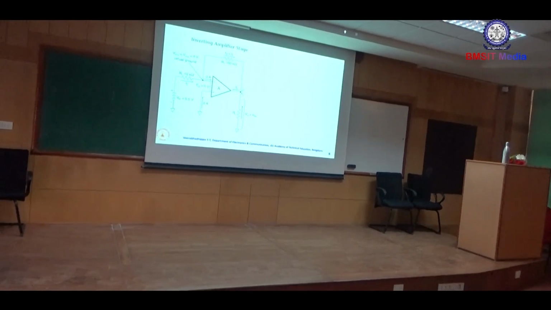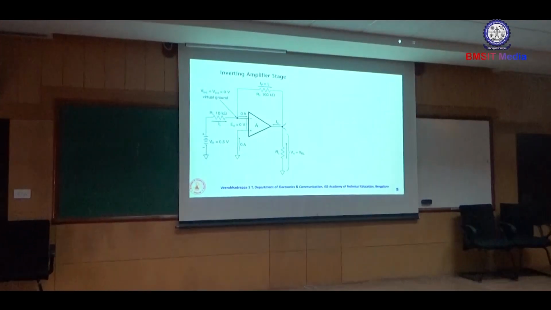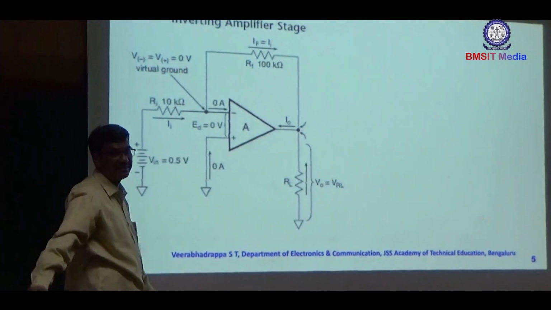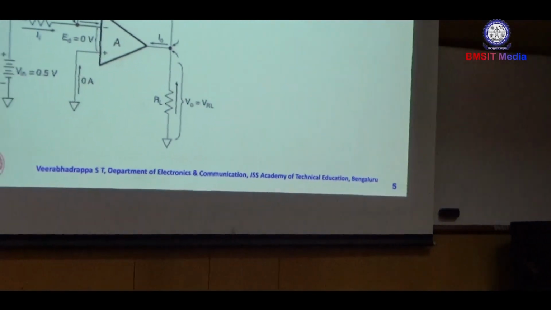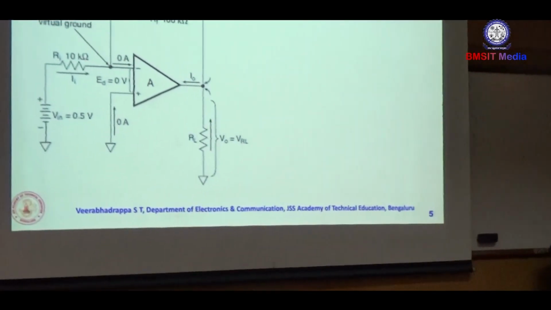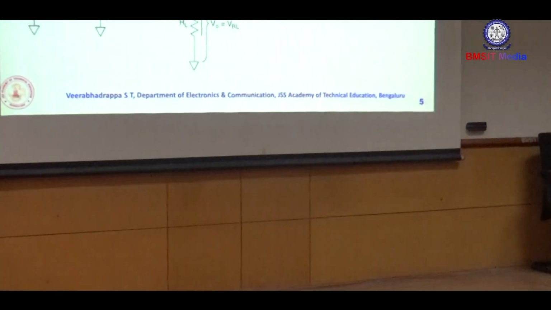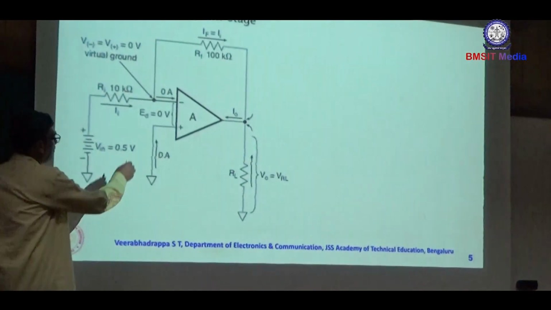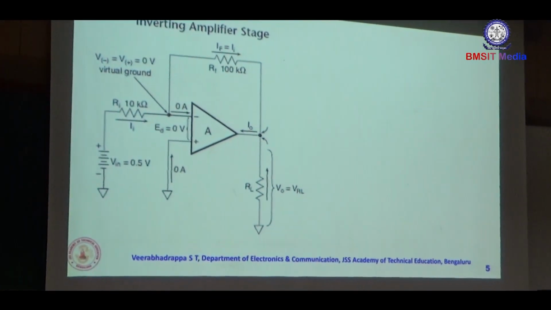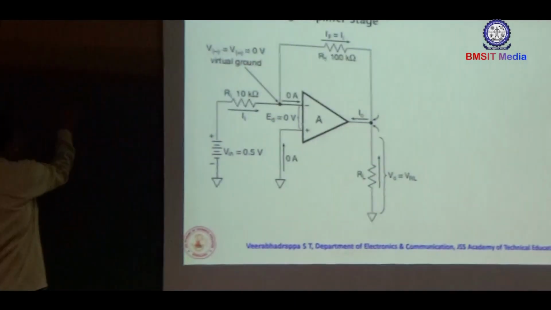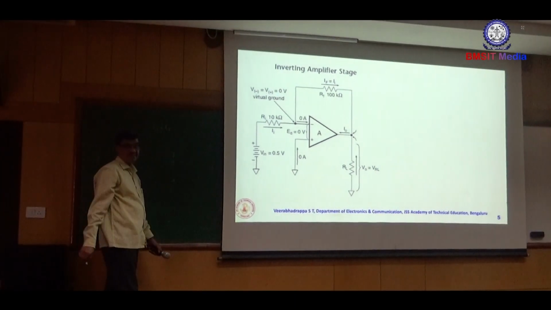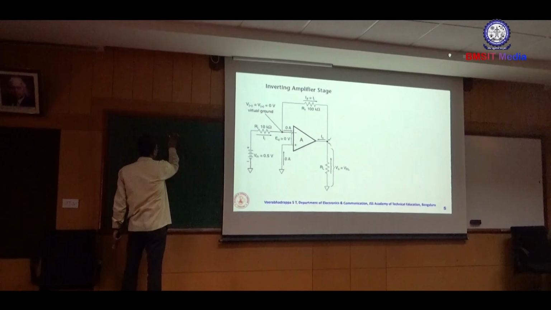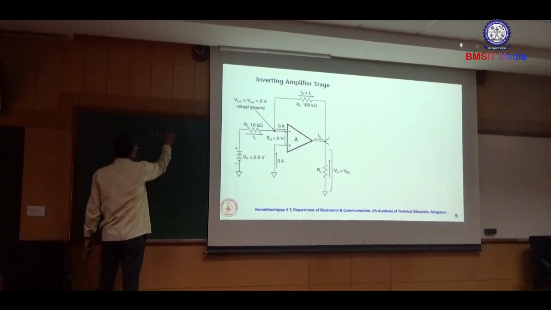Easily you can do the addition. What is the voltage at this point? Why is it 0? Virtual ground. You have to consider this a current I1. Applying KCL at this node A, incoming currents are equal to the outgoing currents. This is incoming, that is outgoing. We can say that I1 is equal to IF plus II.